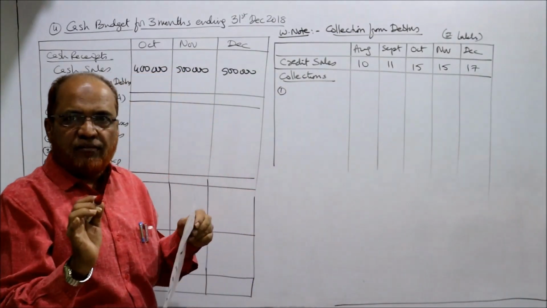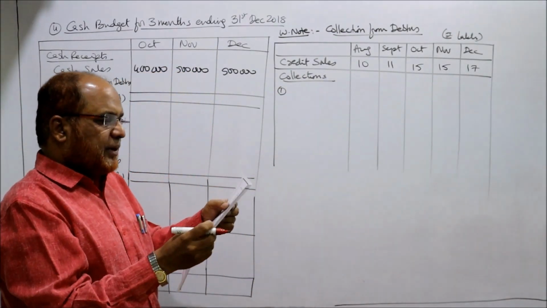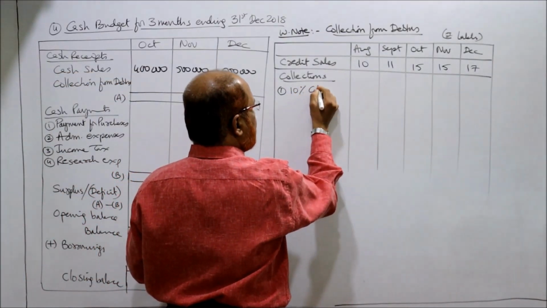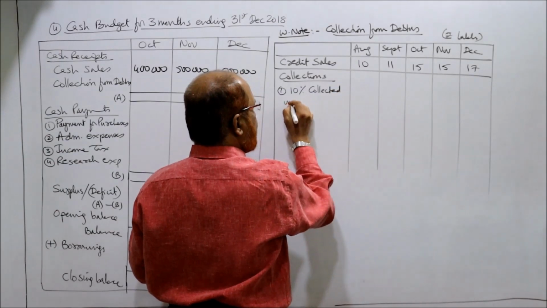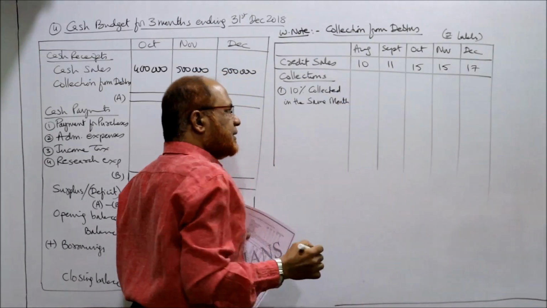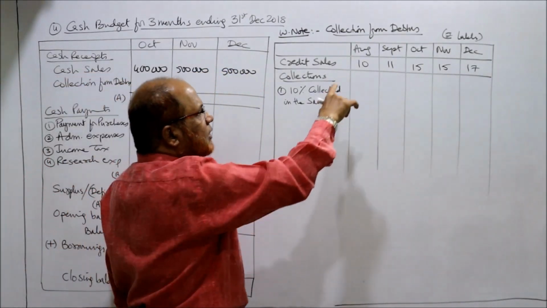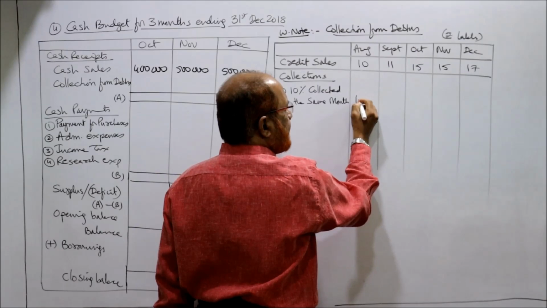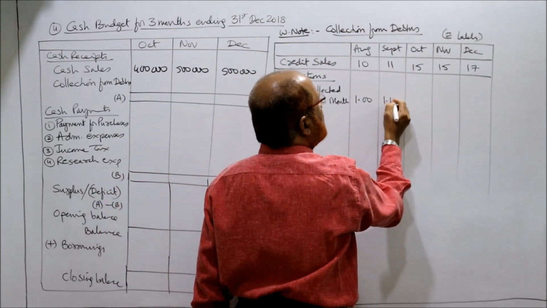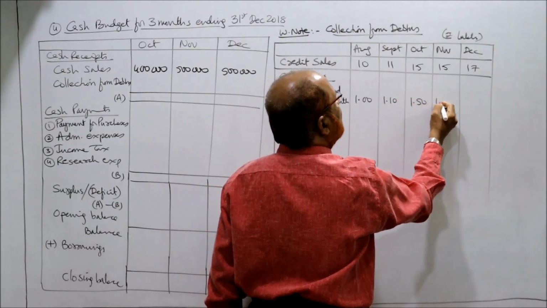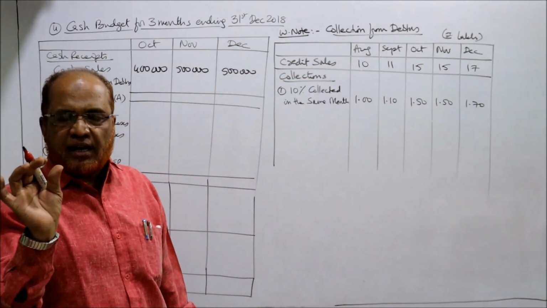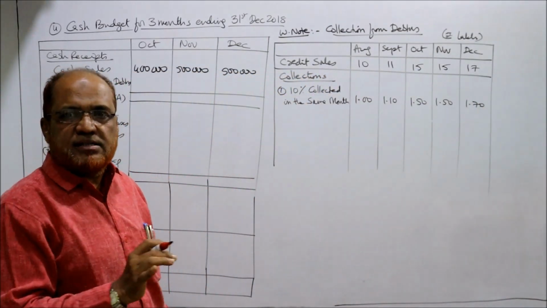Collections. Now you have to be careful here regarding the collections. 10% are collected in the same month. So 10% of 10 is 1, 10% of 11 is 1.1, 1.5, 1.5, 1.7. 10% of every month's credit sale will be collected in the same month.